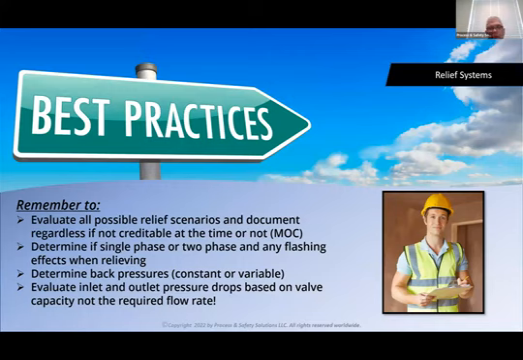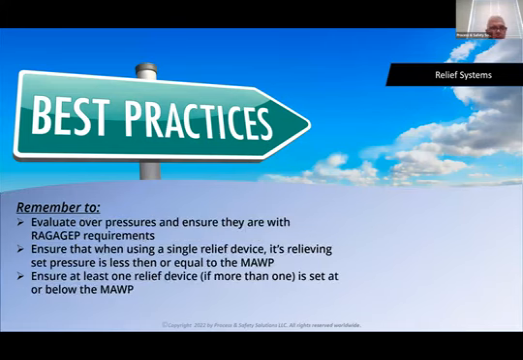Evaluate your inlet and outlet pressure drops based on the valve capacity, not the required flow rates, as we said earlier. Remember to evaluate overpressures and ensure they are within the regulatory requirements. Remember, I gave you a chart, the ASME requirements for overpressures that cannot exceed 116, 121, 110%, making sure that you understand the code and standard that you're using and applying, and then use it correctly.